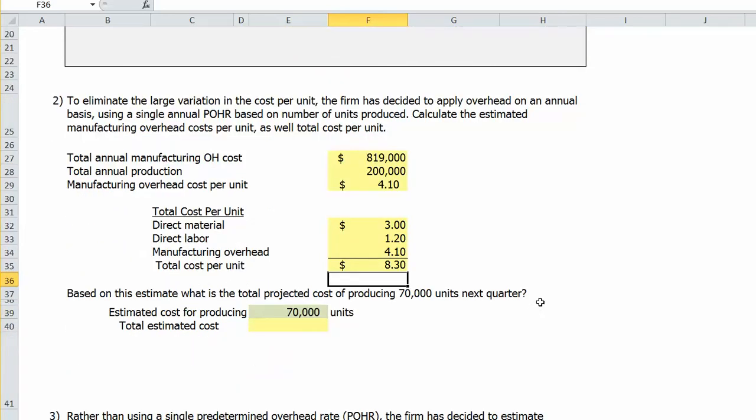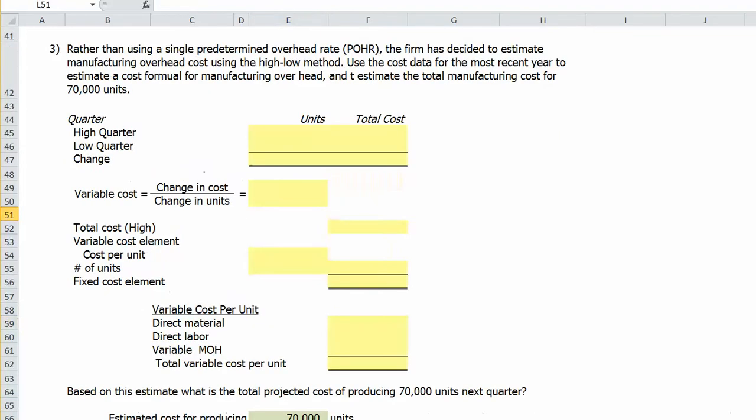Based on this, if we were to produce 70,000 units, we would have estimated our total cost for the 70,000 units to be 70,000 times $8.30 per unit, or $580,650. Now in part 3, we're told that rather than using a single predetermined overhead rate, which was just based on number of units, the firm has decided to estimate manufacturing overhead cost using the high-low method, and we need to use the cost data for the most recent year to estimate a cost formula and to estimate total manufacturing overhead cost for 70,000 units.